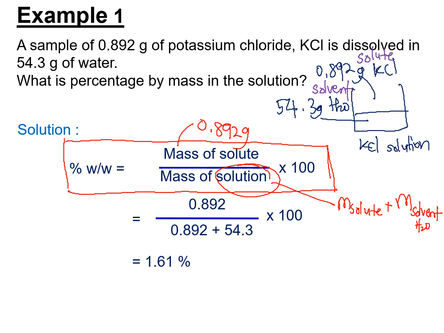So next, you just masukkan saja apa info yang you tahu. Okay, mass of solute ialah 0.892 kan. And then you bahagikan dengan mass of solution, which is mass of solute campurkan dengan mass of solvent. Mass of solvent 54.3 and times with 100. And now you know the percentage by mass in the solution is 1.61%.